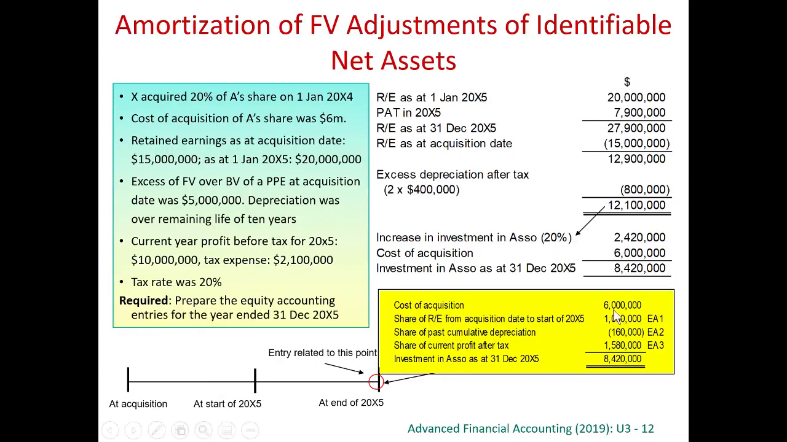After all these adjustments, we can see that initially we recognized this investment at cost, which was 6 million. We share the post-acquisition increase in net assets. This includes the retained earnings in journal number 1. We have to adjust for the fair value adjustments, higher fair value, higher depreciation. So in journal number 2, we reduce the profit, we reduce the investment by 160,000. And then in journal number 3, we share the current year profit after tax. So the investment in associate under the equity method as at 31st of December 2005 should be 8.42 million.